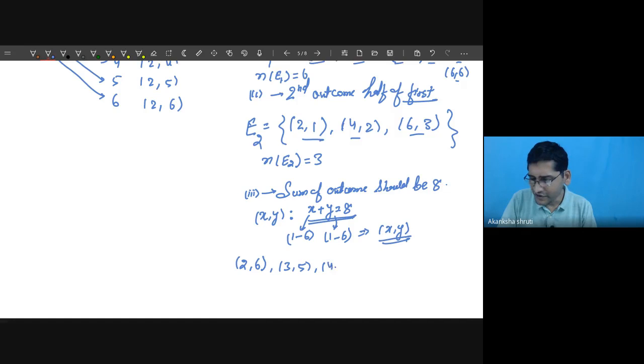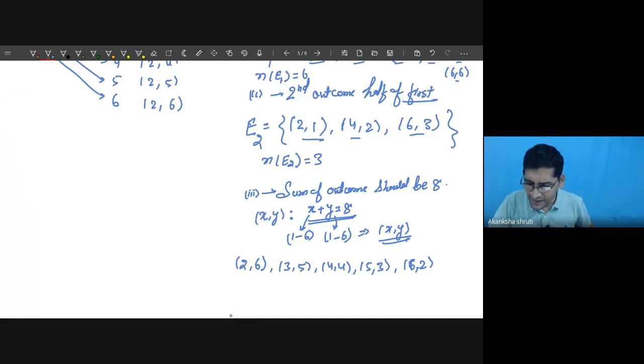On first die 4, second die 4. On first die 5, second die 3. First die 6, second die 2. It's okay. Keep in mind, student, these are ordered pairs.